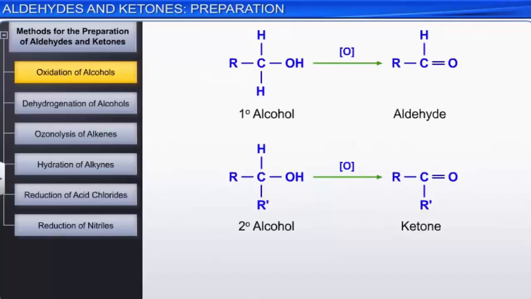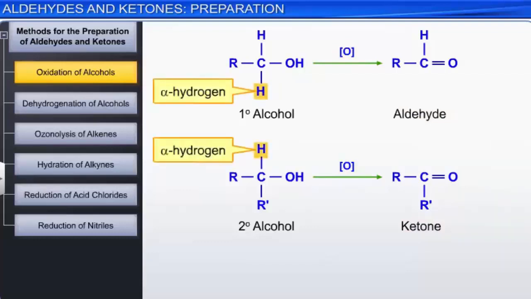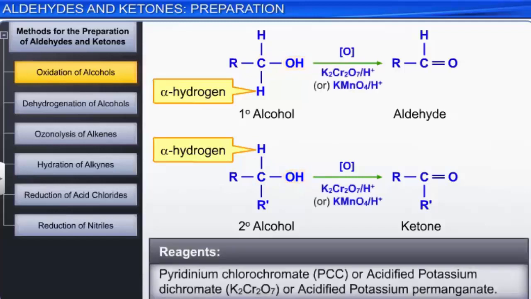Let us begin our discussion with the preparation of carbonyl compounds from alcohols. You have already learned that primary and secondary alcohols yield aldehydes and ketones on oxidation. The process of oxidation of alcohols involves the loss of alpha hydrogen. That is, the hydrogen atom attached to the carbon bearing the OH group. This occurs in the presence of reagents such as pyridinium chlorochromate, PCC, or acidified potassium dichromate, or acidified potassium permanganate.